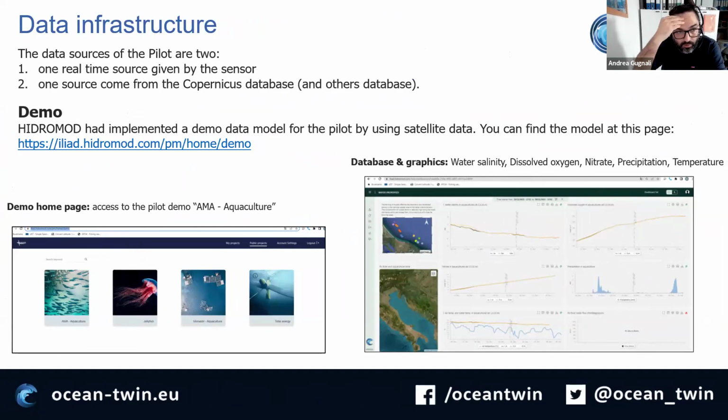The data infrastructures, one for the real time and one for Copernicus, are installed on an online dashboard. We can insert the password and log in, and we can discard all the data relating to water salinity, dissolved oxygen, nitrate, precipitation, and other data coming from the satellite. And Hydromod created this dashboard for us.